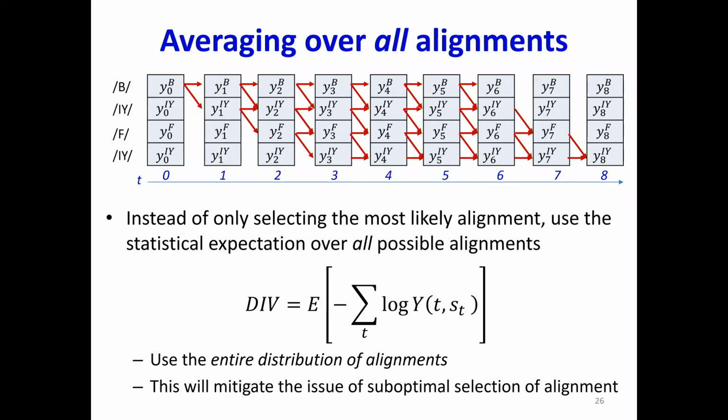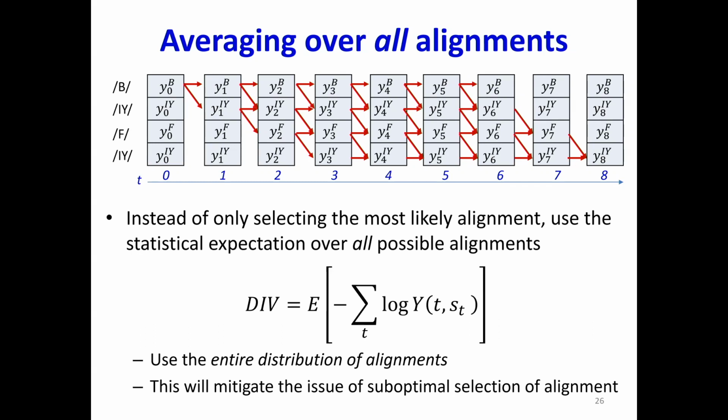This is basically the same as taking the expected loss over all possible alignments, right? So you're considering every alignment and you're taking the expectation, the average over all possible alignments. Is this equation making sense? What I have in the square bracket is simply the loss associated with any particular alignment, which is the negative of the sum over time of the log probabilities assigned to each symbol in the alignment, right?